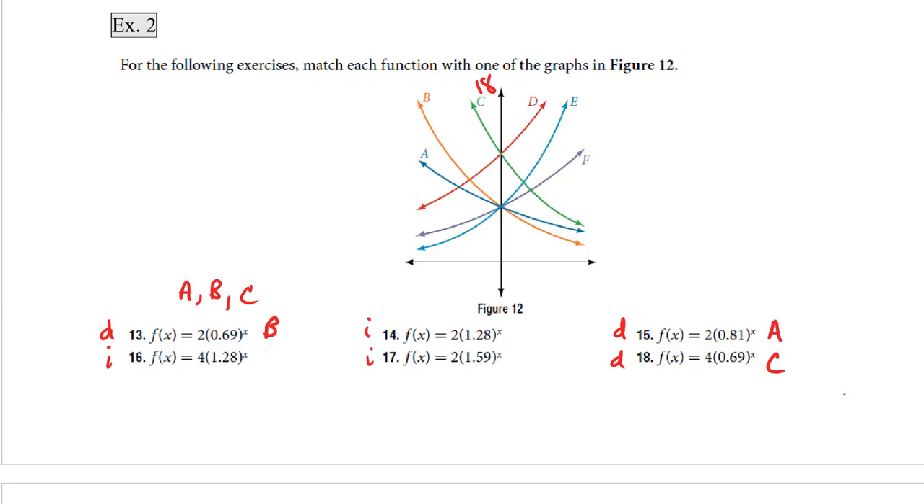So now let's look at our 3 increasing graphs. Only one of these has a higher y-intercept, so let's find the one that has a 4. So the one with a 4 is 16, so that means that 16 has to be D.